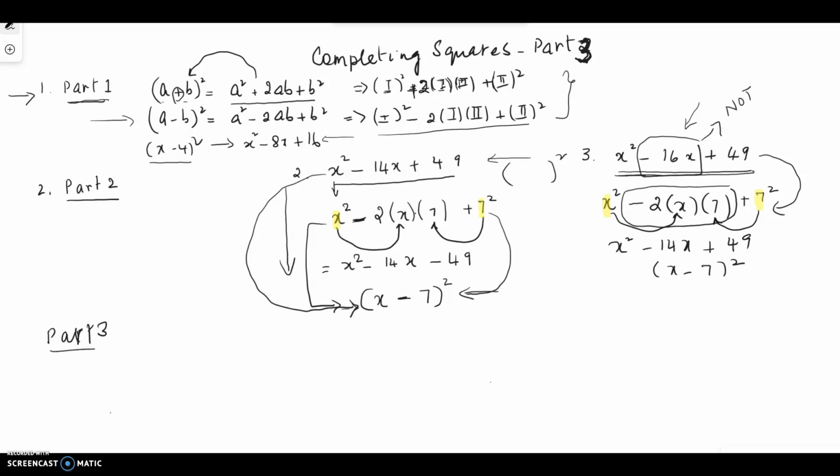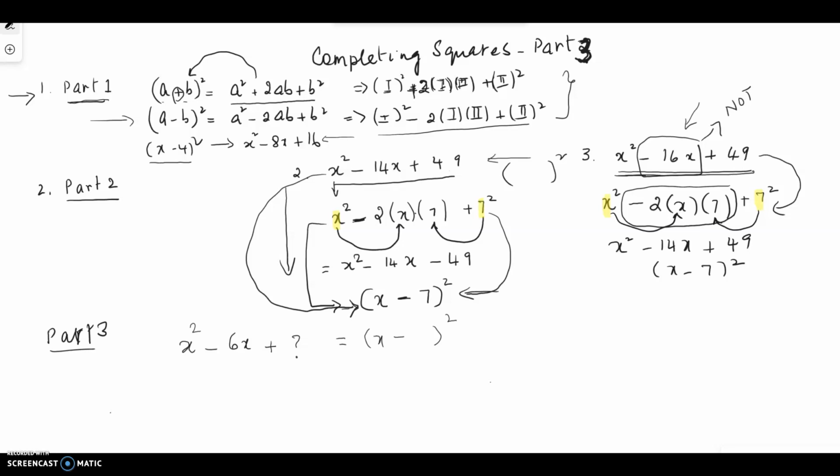Now in part 3, this is what we're going to do. I'm going to give you an expression. Let's say x squared minus 6x. Okay. And I'm going to ask you, what is the number that we need to write here in order to make it a perfect square?